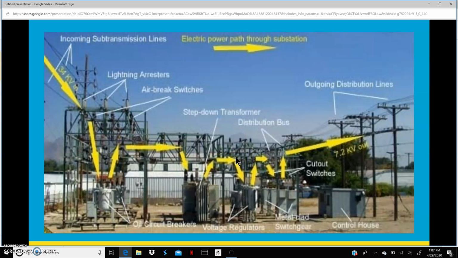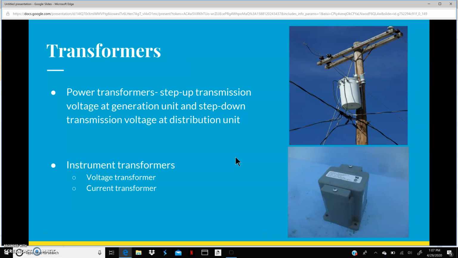Now I'm going to talk about a few of those different components. So first we have transformers. There are a couple different types of transformers that I'm going to talk about. The first one is power transformers and the second is instrument transformers. The main purpose of a power transformer is to step up the transmission voltage at the generation unit and step down the transmission voltage at the distribution unit.